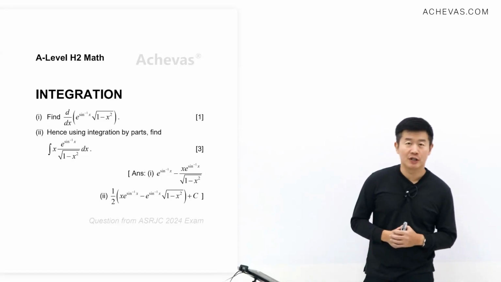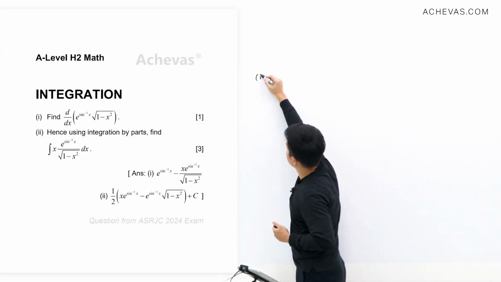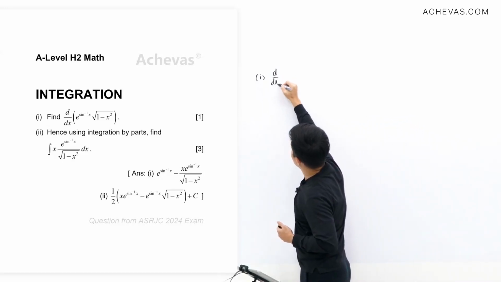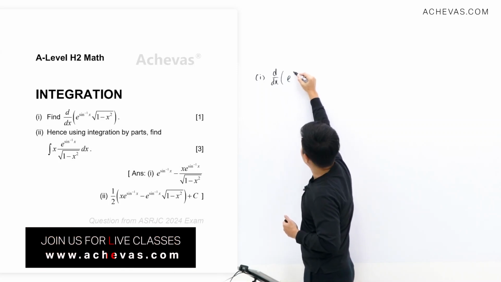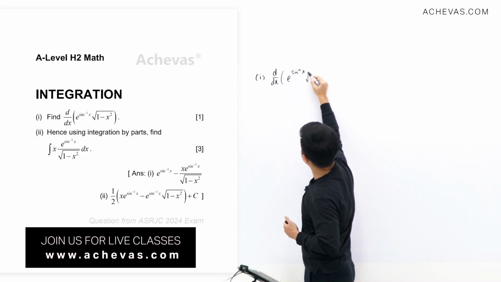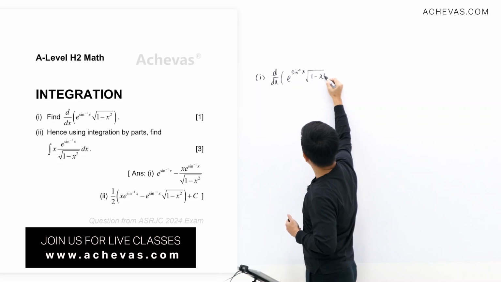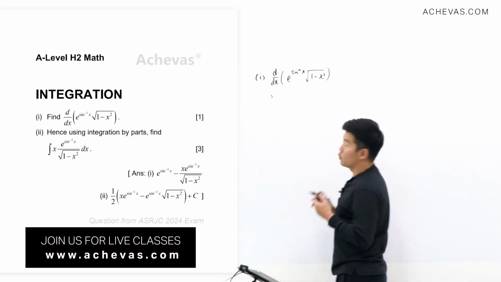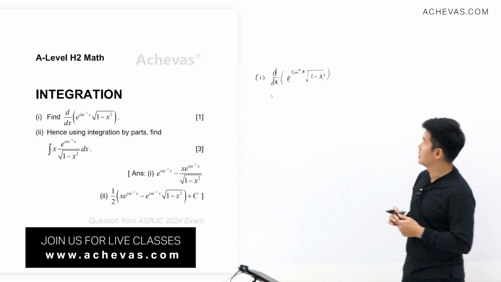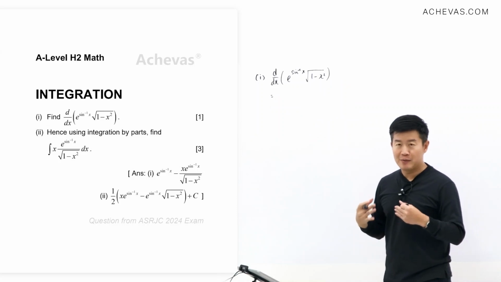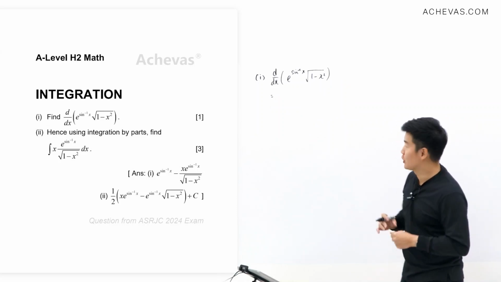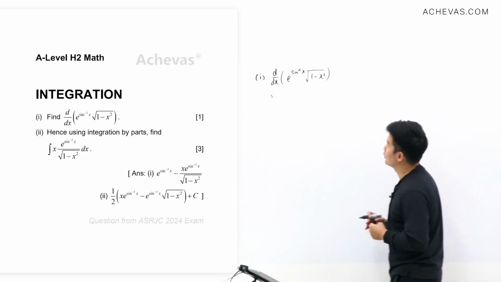In part 1 of the question, we are supposed to do a differentiation. The expression that we are supposed to differentiate is e to the power of sine inverse x, times the square root of 1 minus x squared. And 1 mark is allocated to this, especially when it is just a pretty basic differentiation where we are going to be making use of the product rule. I guess it is not that bad.